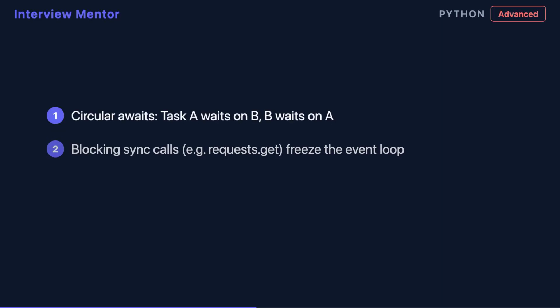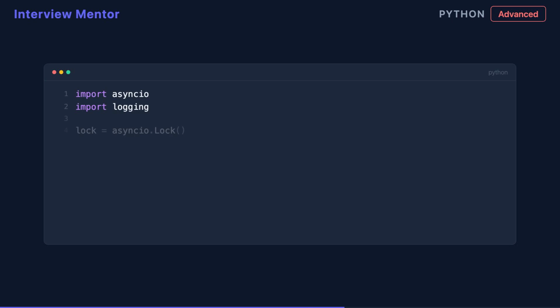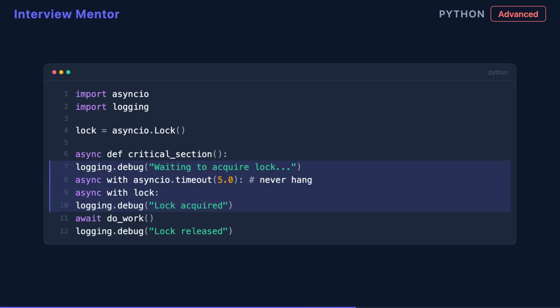3 root causes account for most asyncio deadlocks. First, circular awaits. Task A waits on B while B waits on A. Second, blocking synchronous calls like requests.get that freeze the entire event loop thread. Third, acquiring multiple locks in an inconsistent order across coroutines. Trace lock issues by logging every acquire and release of your asyncio.Lock or semaphore objects.